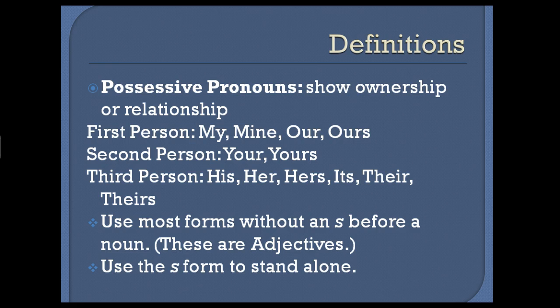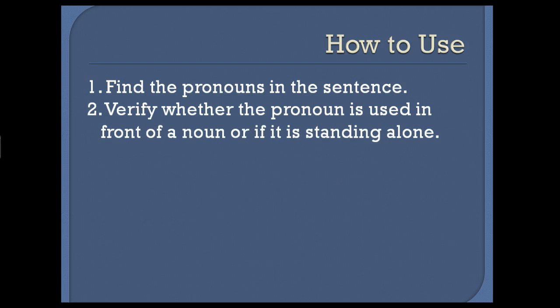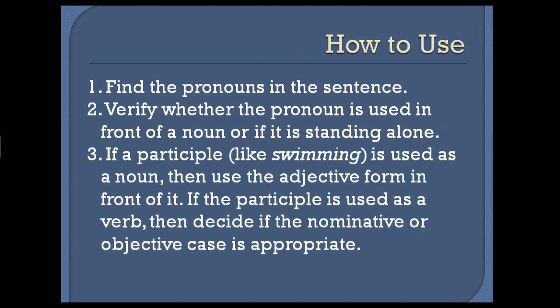The S form, again, is used to stand alone. We're not worried about what follows immediately after it, what part of speech. How do I use these? Well, find the pronouns in the sentence. So verify whether the possessive pronoun is used in front of a noun or if it's standing alone. If you have a participle, by the way, like the word swimming, which is used as a noun, then use the adjective form in front of it.